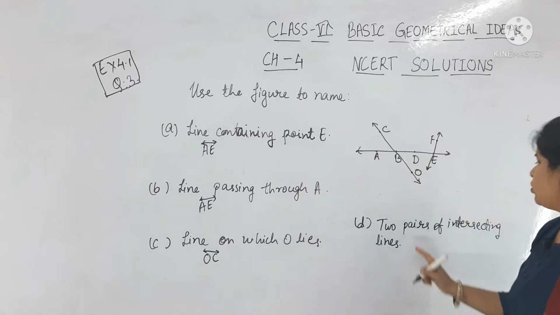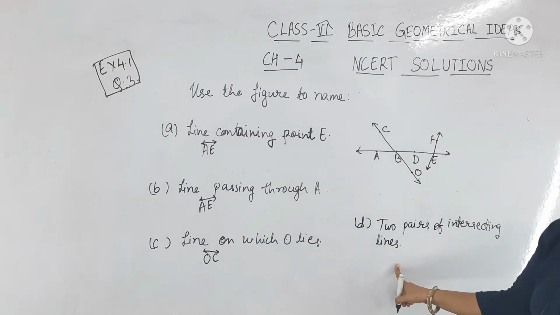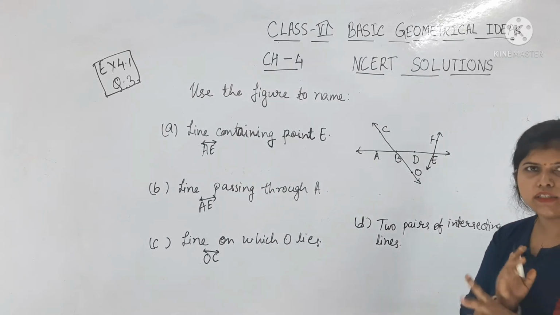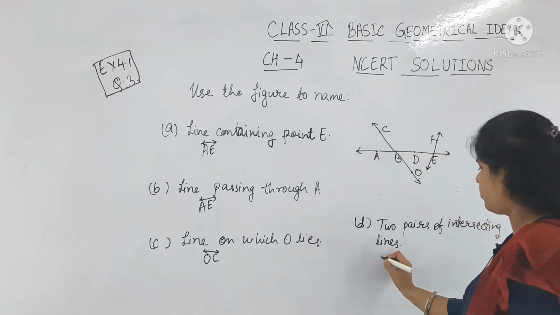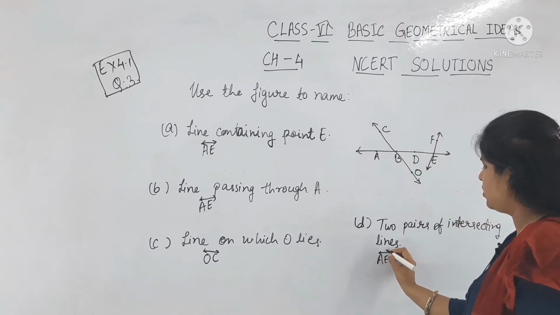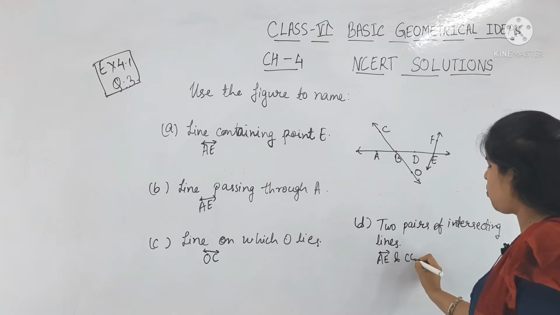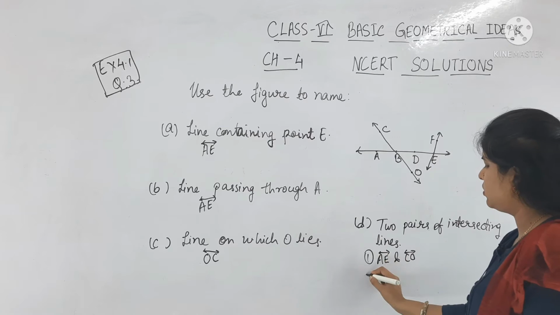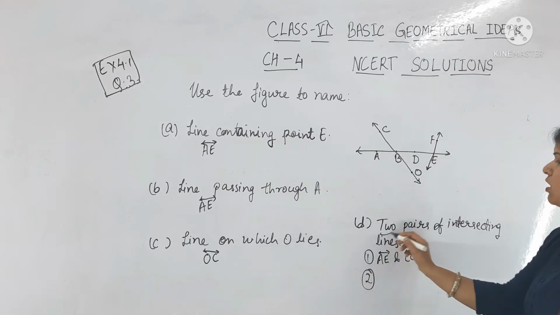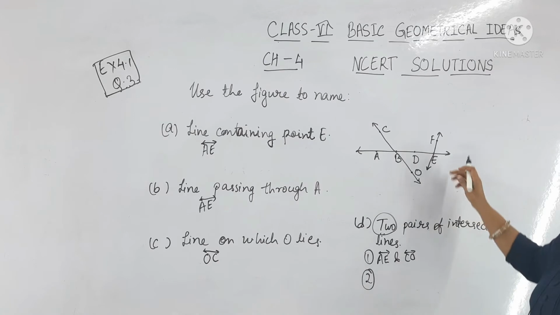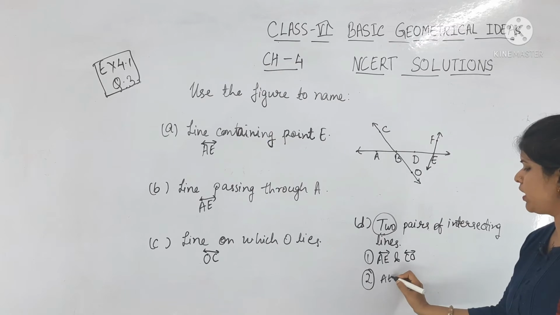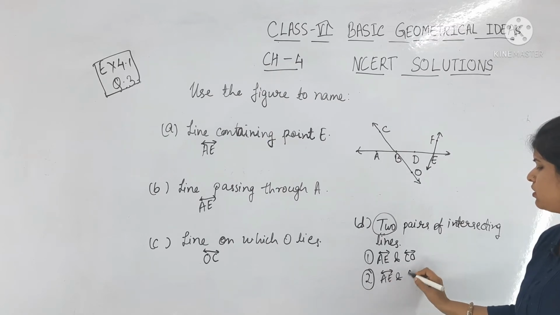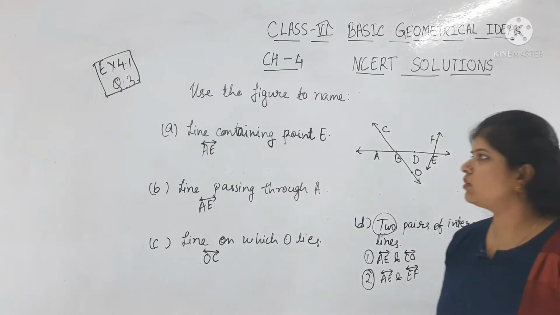Now, two pairs of intersecting lines. We know that intersecting lines cut each other. So this is the cutting: AE and CO. This is one pair. The second pair, as it is written two pairs, is EF and AE. So AE and EF. So this is the answer for question number 3.